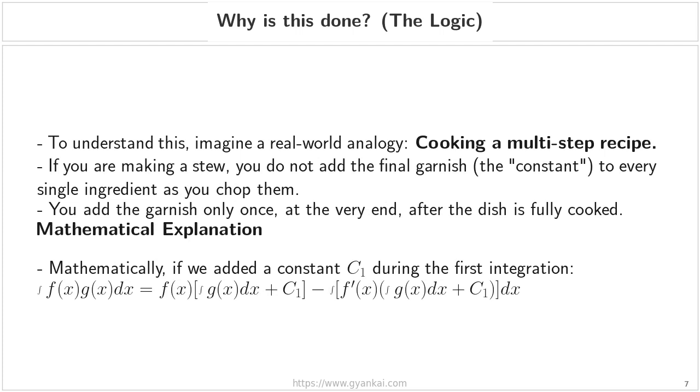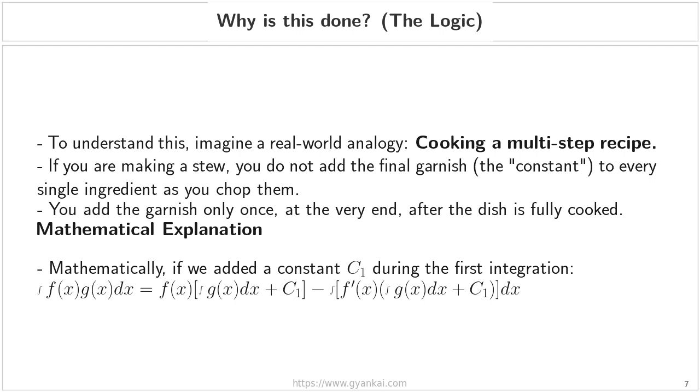The same logic applies to integration by parts. We don't need to add a constant of integration after every integral we calculate within the IBP formula. Let's look at the mathematical reasoning. Suppose, just for the sake of argument, that we did add a constant, let's call it C1, during the first integration within the integration by parts formula. So, instead of simply integrating g of x, we'd have the integral of g of x plus C1. If we plug that into our integration by parts formula, it would look like this.